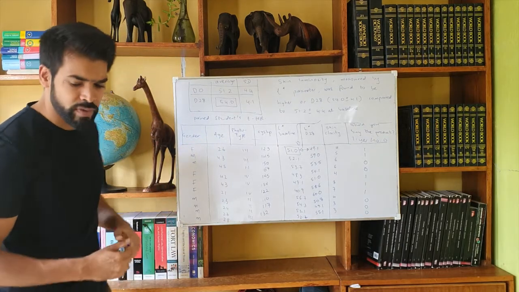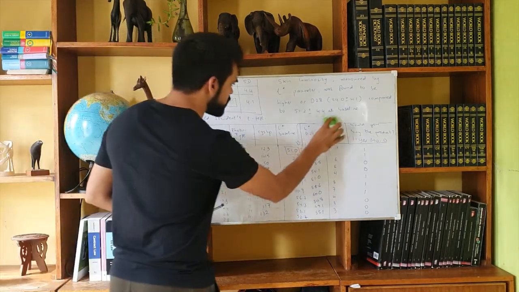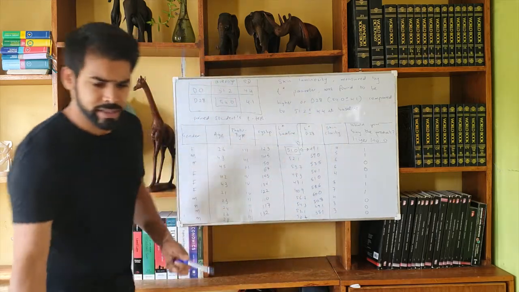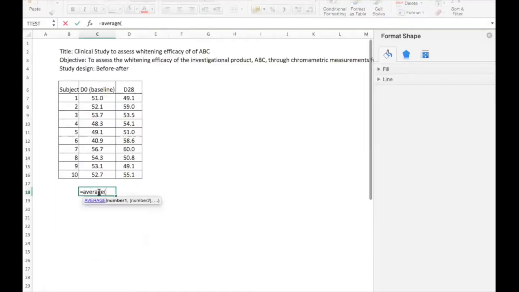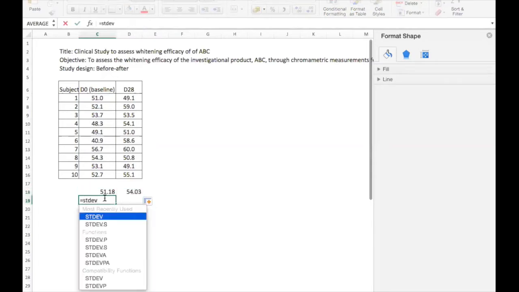So how do you do that? It's very simple. In Microsoft Excel itself, you can compute the average very simply by using the function equals to average. You can drag this like that. You can compute the standard deviation.